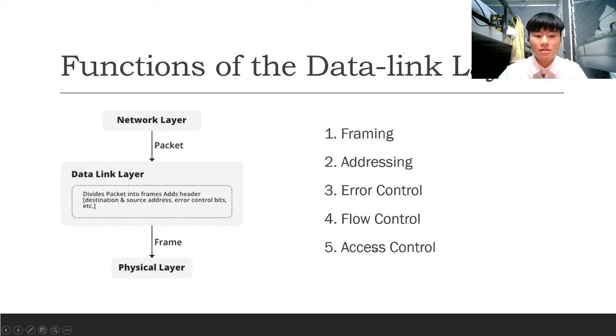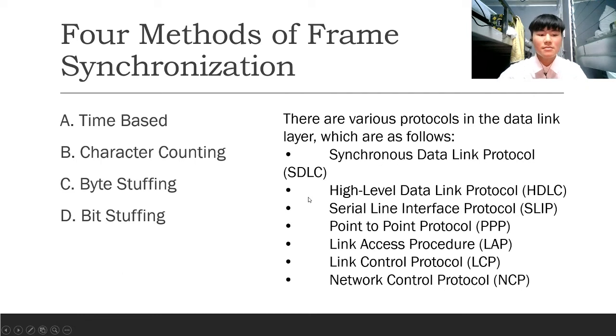Then you get access control. When multiple devices share the same communication channel, there is a high probability of collision. So it's the responsibility of the data link layer to check which device has control over the channel, and it can be used to avoid collision and loss of frames in the channel. So here are the four methods of frame synchronization: time-based, character counting, byte stuffing, and bit stuffing.